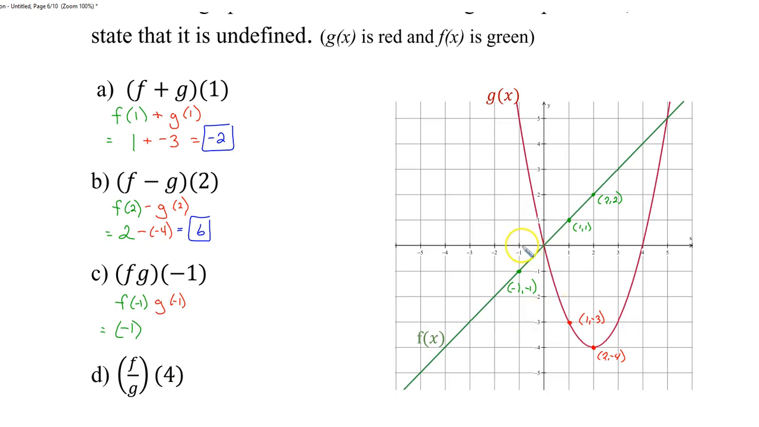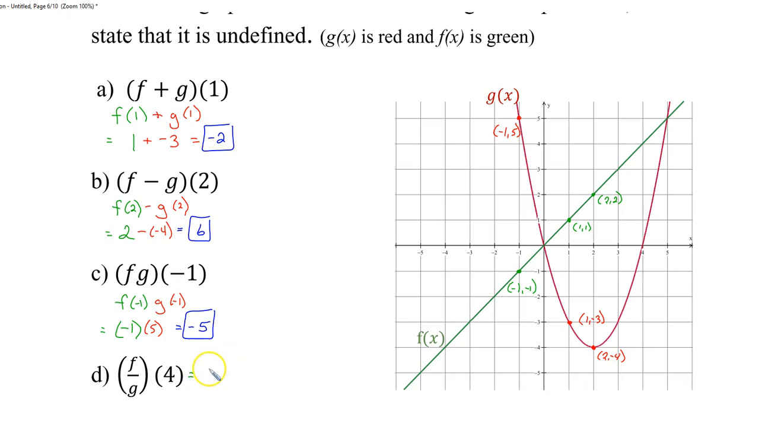G of negative 1, back to that same x value, up here to my graph that's g, that ordered pair is negative 1, positive 5. And so the y value for g of negative 1 is positive 5. I multiply these two numbers together. Positive and negative gives me a negative, and so my final answer for f times g of negative 1 is negative 5.